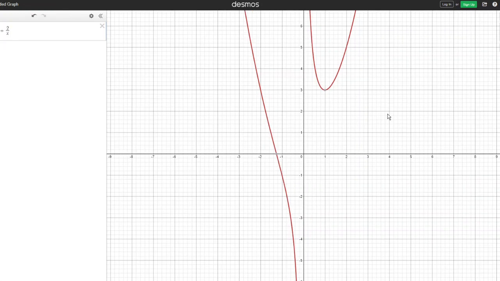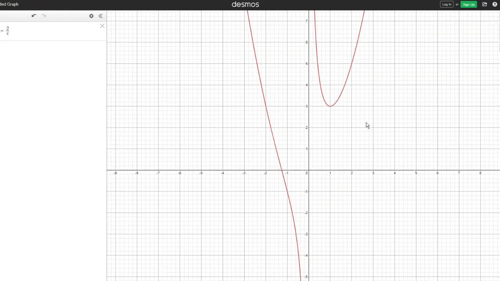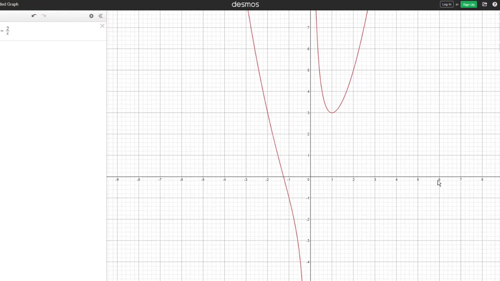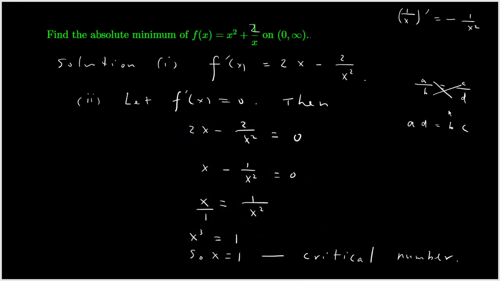So do you see the function has a local minimum? Actually, you treat the function to be a function defined on the interval from 0 to infinity. You do not look at that branch. On that interval, the function has the absolute minimum at 1. You see graphically it's true, right? Using calculus, we can actually find this number, and the value of the function is 3. Any questions about this?